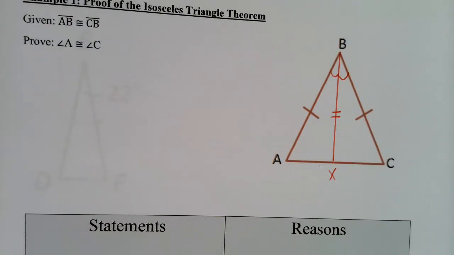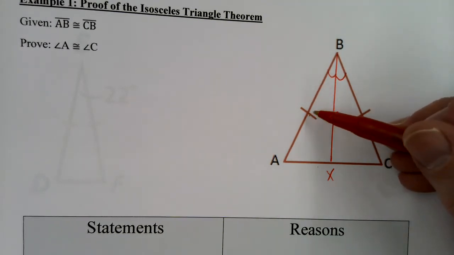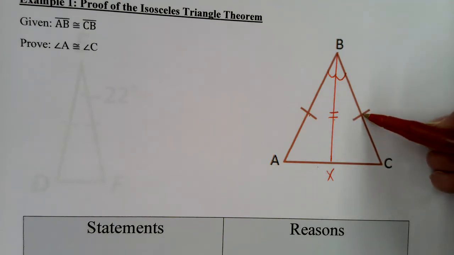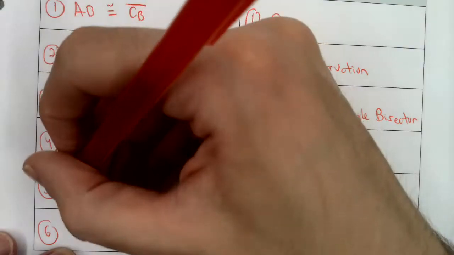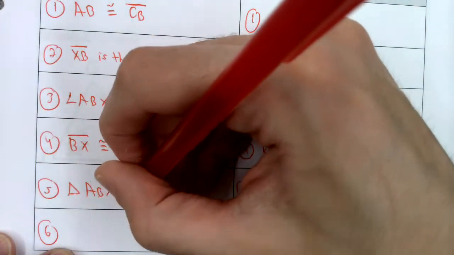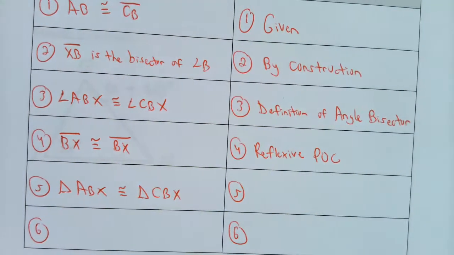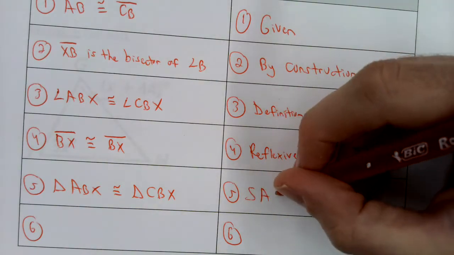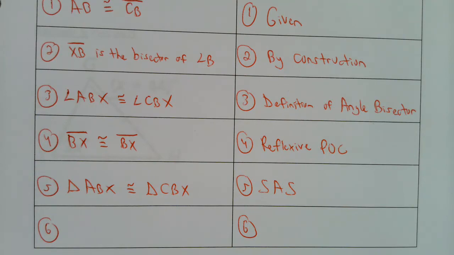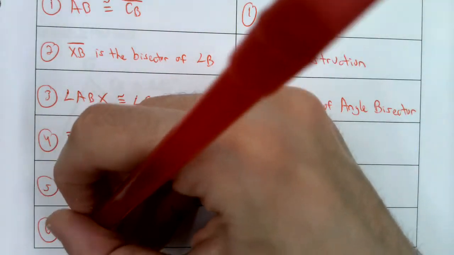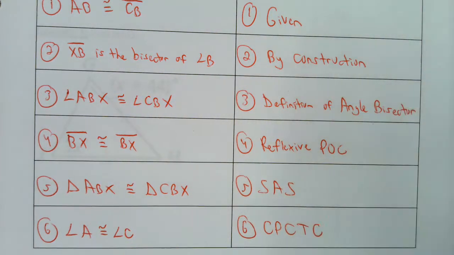We have the triangle on the left congruent to the triangle on the right because of side, angle, side. So, triangle ABX is congruent to triangle CBX by side, angle, side. And now, since I have the triangles congruent, I can say that angle A is congruent to angle C because corresponding parts of congruent triangles are congruent.